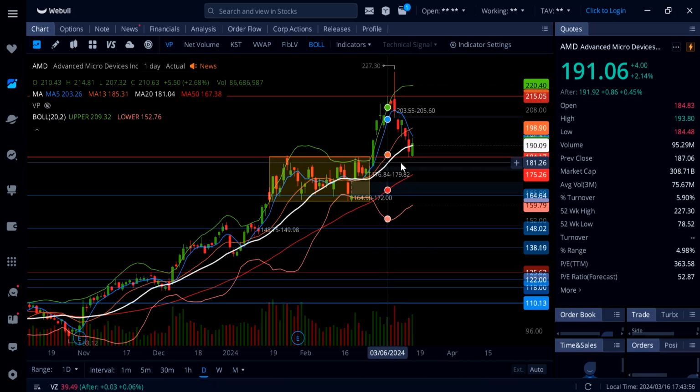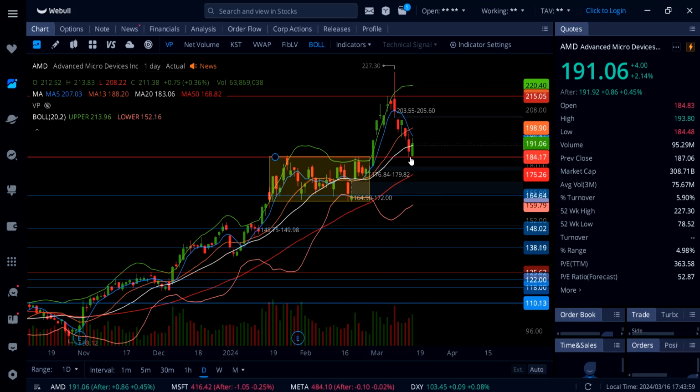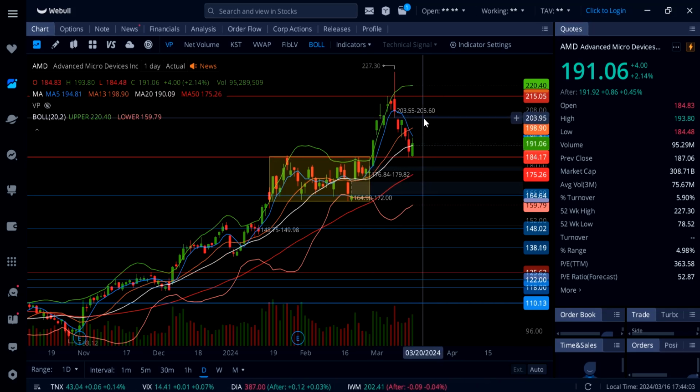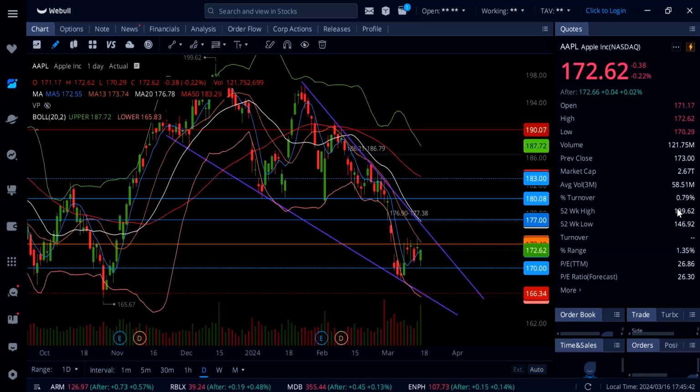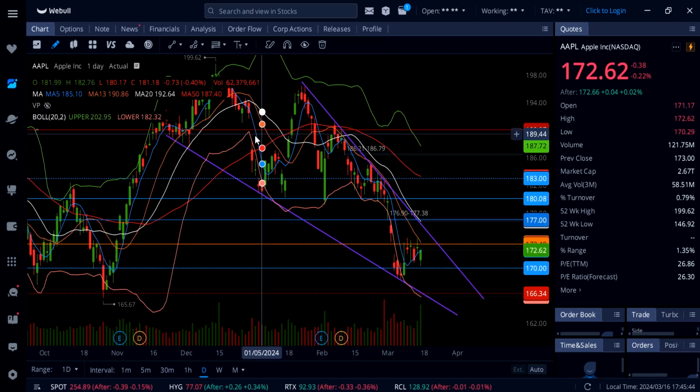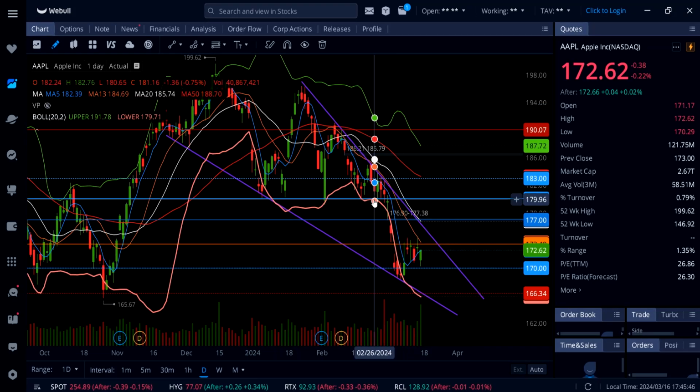As long as AMD can hold right here at 184, that is bullish, and you're going to see a move back up to this gap, at least in the short term, 205.60. On Apple, the stock is down barely 2.22% on Friday, so nothing big.